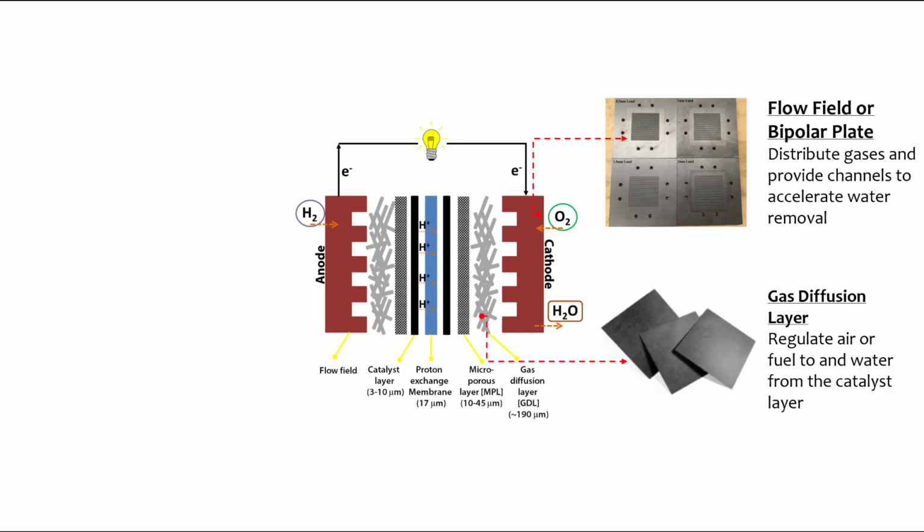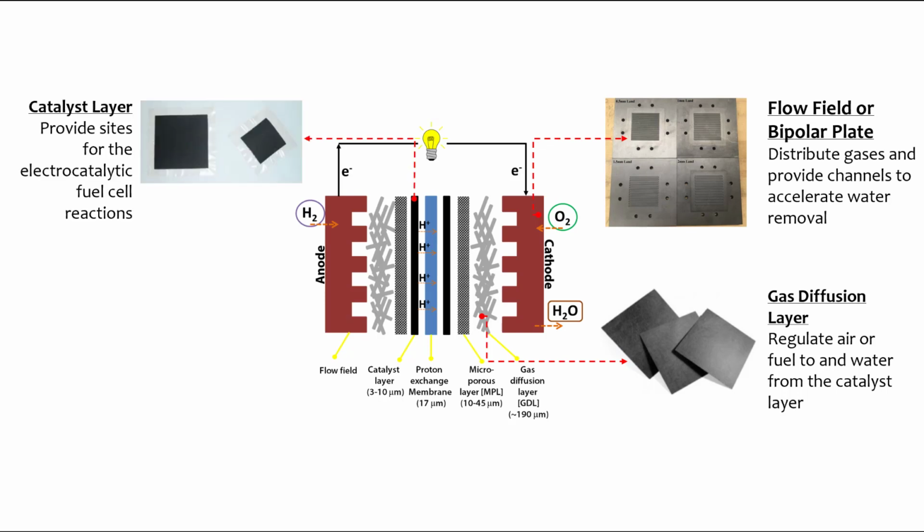The subsequent layer is the gas diffusion layer, a conductive porous layer made of carbon fiber paper to regulate air or fuel to the catalyst layer and water from the catalyst layer. The next layer is the catalyst layer, in which the reactions happen. This layer is made of carbon-supported platinum and provides sites for the electrocatalytic fuel cell reactions.